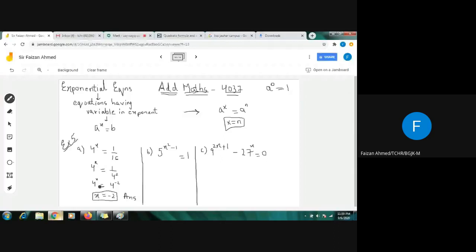Asking me the question, sir, where did this 4 go? This is basically our action plan. When the bases are same, the powers automatically become equal and we get our answer. So that is just a simple thing.